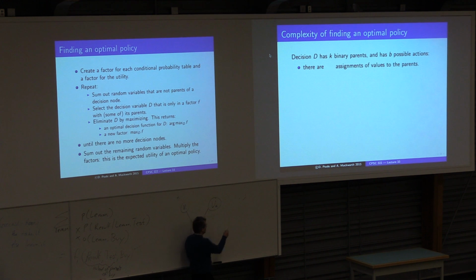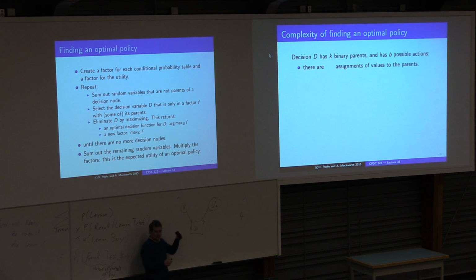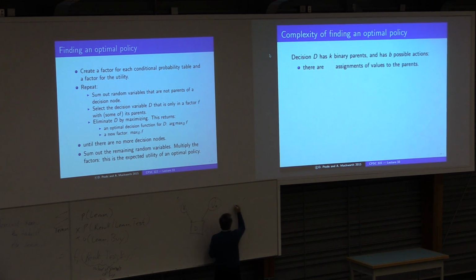Someone said 4? Why would there be 4? So there are k parents, and they're each binary. They each have 2 different values. How many assignments of values to the parents are there? Right, there are 2 to the k assignments of values to the parents.